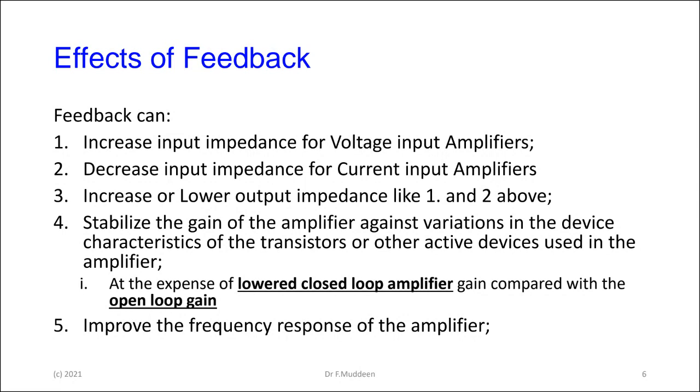So we're going to see, we'll work through some of the little manipulations, to prove those statements. It does the same thing with output impedance. The output impedance, of course, behaves in the reverse of the input impedance. Then, of course, it stabilizes the amplifier gain against variation in some of the parameters. We saw that the drawback of that is that it lowers the closed loop gain of the amplifier compared to the open loop gain.